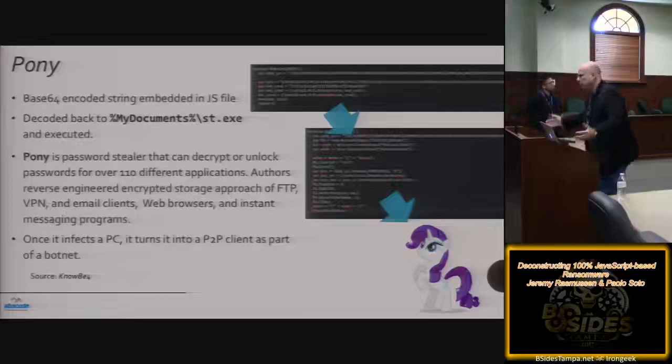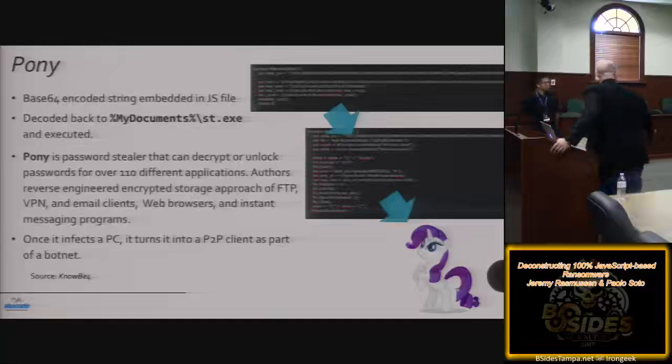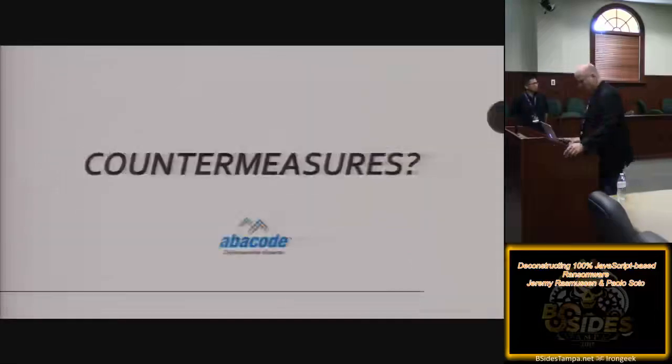There are actually exploit kits where you can get a hold of this Pony password stealer, but they reverse engineered 110 applications, email clients, web browsers, and everything. Anywhere where a password is stored encrypted, they reverse it and get the plain text password and then send it out as part of a botnet, which your system now becomes part of, to infect other systems. All right, what can we do about this?